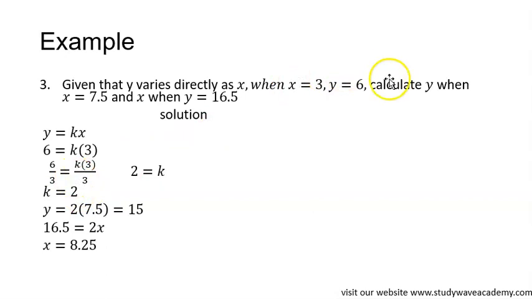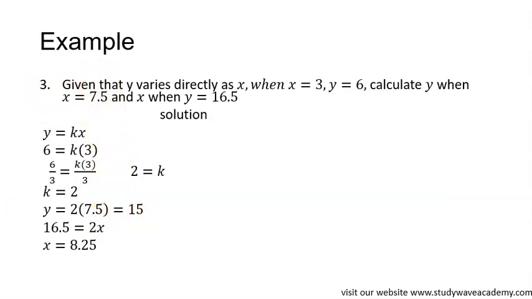Now we have gotten k, we have to calculate y when x is 7.5. Still using this formula, we substitute our numbers. y = k times x, where k is 2 and x is 7.5. So we substitute 7.5. The bracket means multiply. So 2 times 7.5 is going to give you 15. So y = 15. Now we have gotten y when x is 7.5.